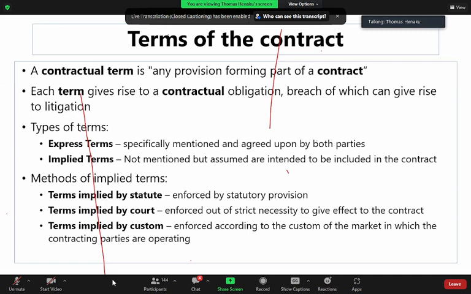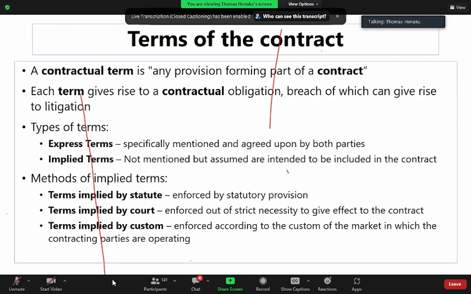And so the court can actually imply those terms on the basis of that to now give a fair view of what the actual complete contract should be. So that is the distinction between express terms and implied terms. Express terms are specifically mentioned and agreed upon by both parties, and implied terms are not mentioned but assumed, and are intended to be included in that contract.